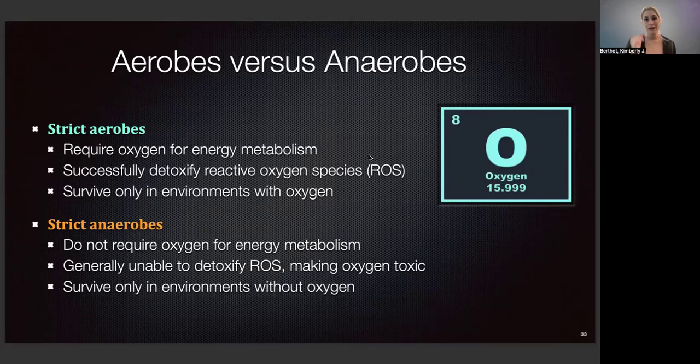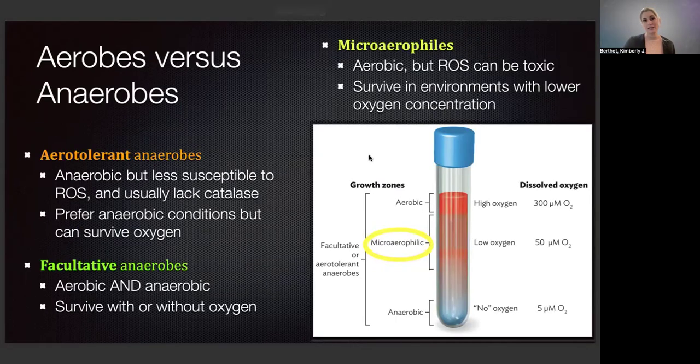Strict anaerobes, on the other hand, are the exact opposite. They don't want oxygen around them, and ROS, those reactive oxygen species, can build up in a high concentration that ends up being poisonous to them. And in between aerobic and anaerobic, we have a couple other terms to introduce you to. Here we have aerotolerant. So these are anaerobic microorganisms, but they're not too affected by ROS, and they normally lack catalase. So we have different metabolic reactions occurring here.